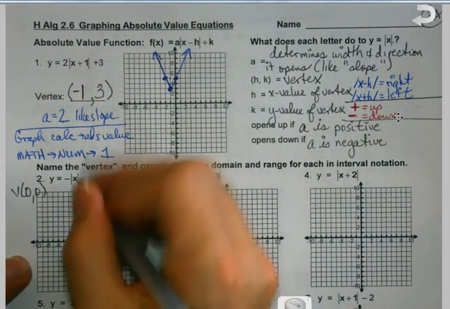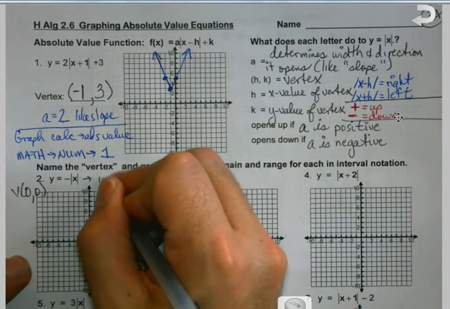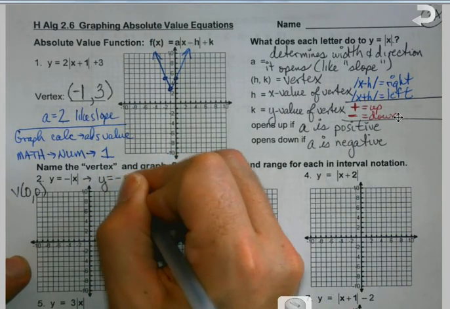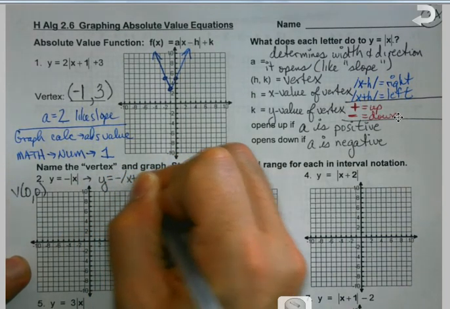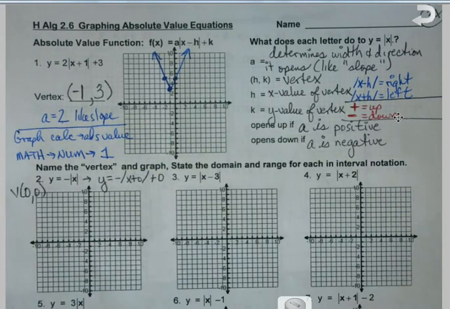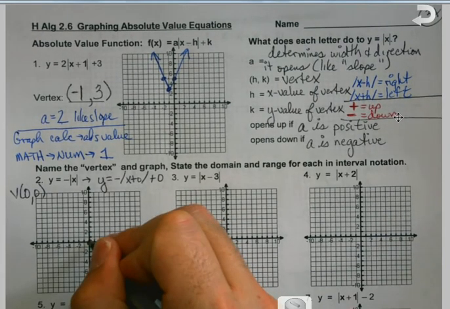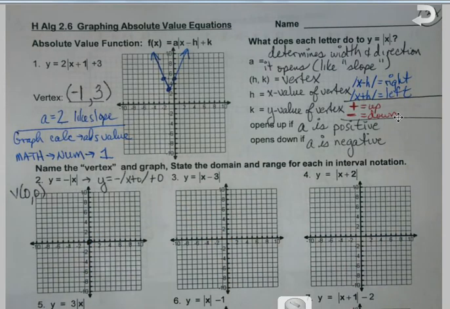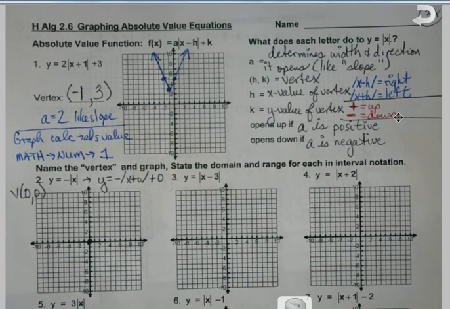So this would be the equivalent of having y equals negative x plus 0 plus 0, except we're not going to write all the zeros in. Whenever you have a piece missing, we just assume it's going to be 0 for those. Okay, so my vertex for this one's at 0, 0. Now let's see what else I can figure out here.